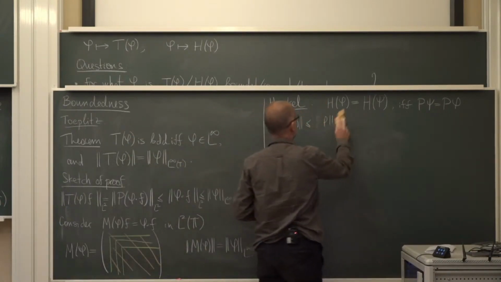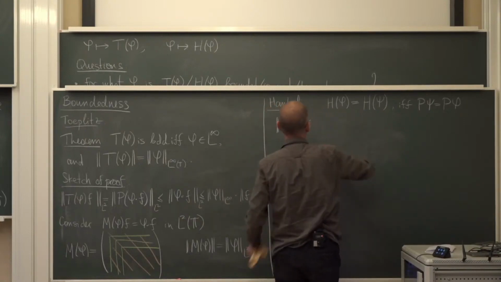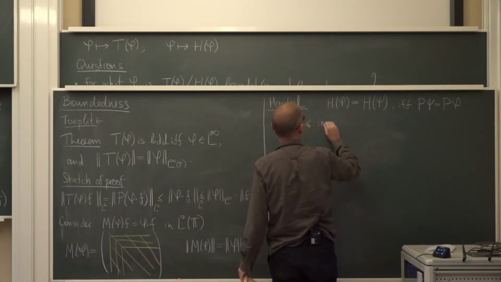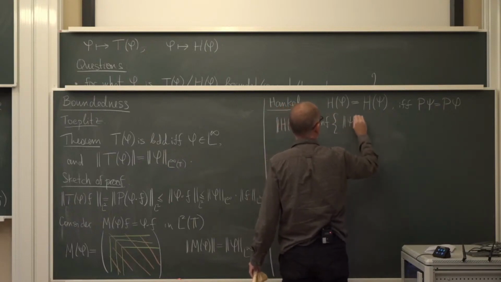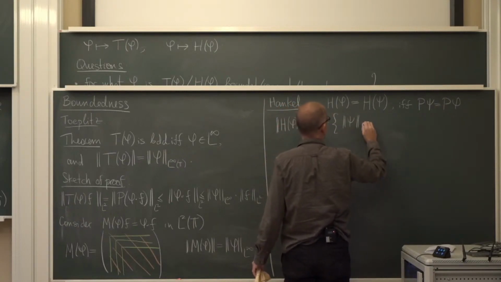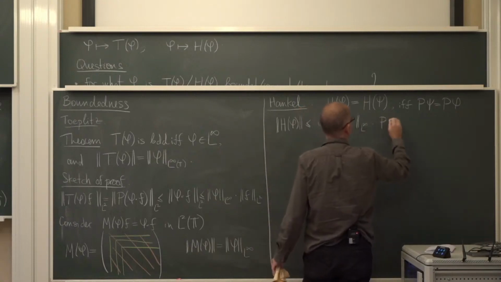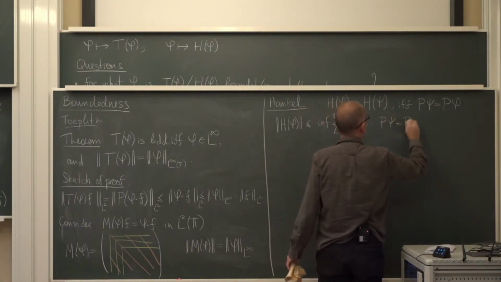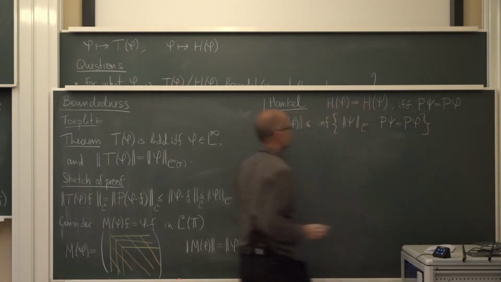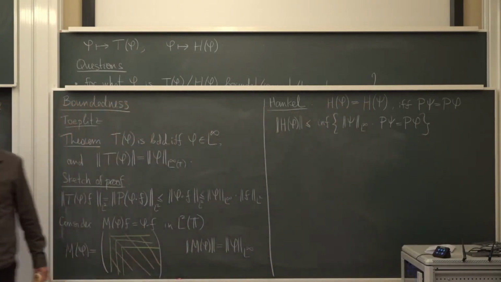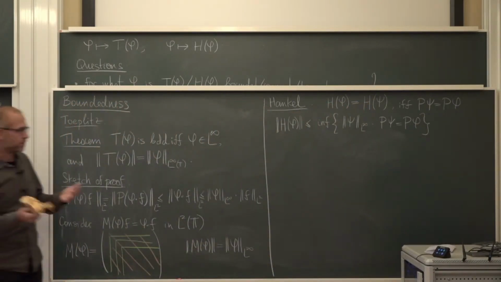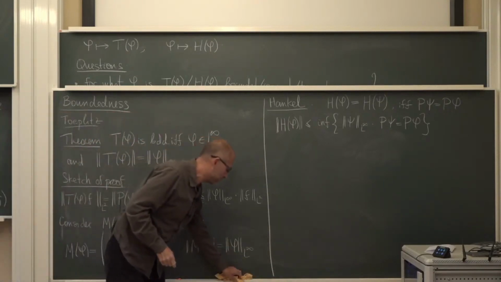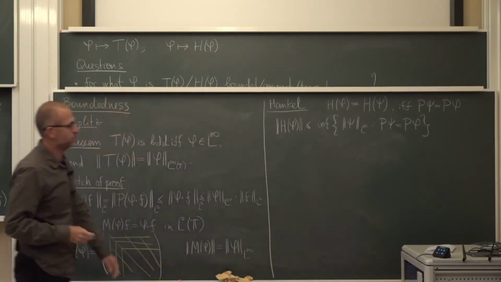It is less than or equal to the infimum of the L infinity norm of psi such that P psi equals P phi. Okay? So this is the trivial norm bound combined with this remark that the symbol is not unique.